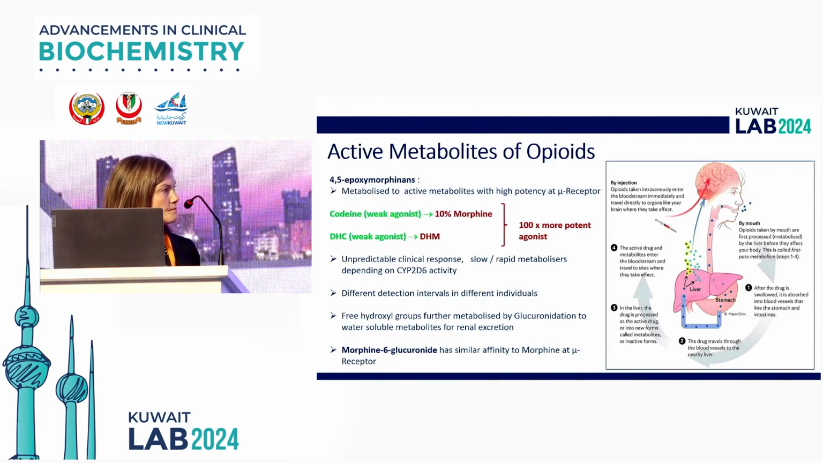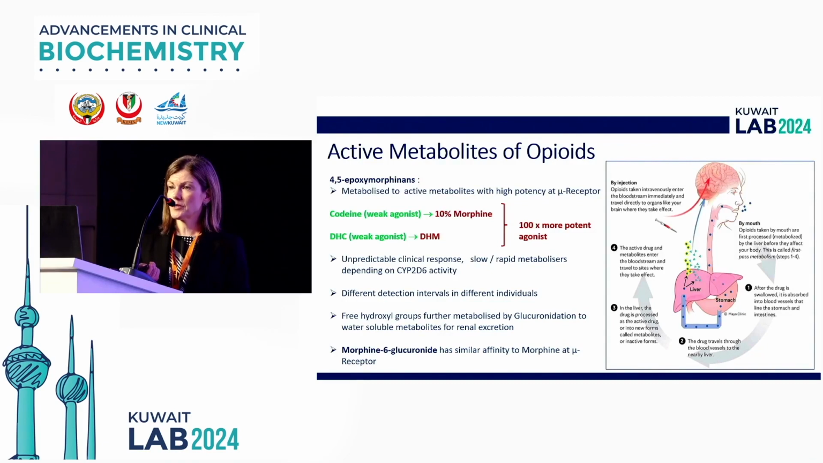Also, because these drugs are metabolized by cytochrome 2D6, then depending on the genetic makeup of that individual, they may be slow or rapid metabolizers of the drug. And so the clinical response is relatively unpredictable. There's no way of screening everybody to know what their cytochrome status is. And so you need to be aware that some individuals, if you've got two people on the same dose, then if they're a rapid metabolizer or a slow metabolizer, then their drug concentrations will be very different.